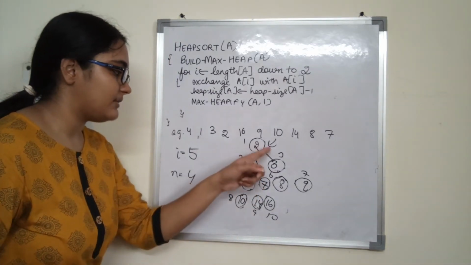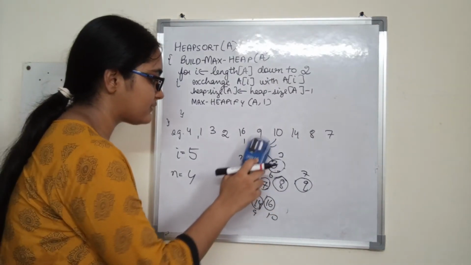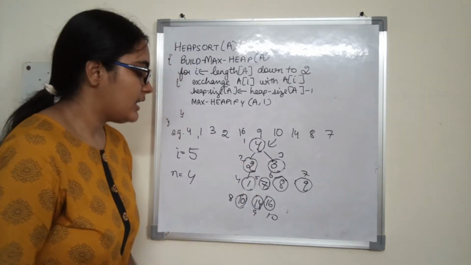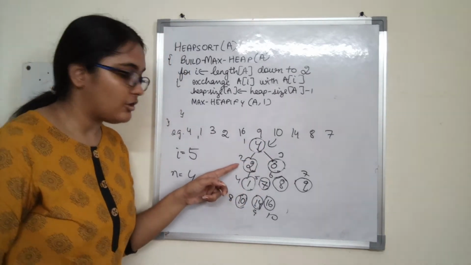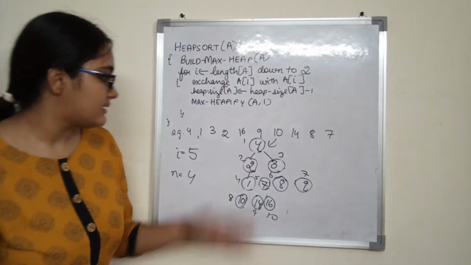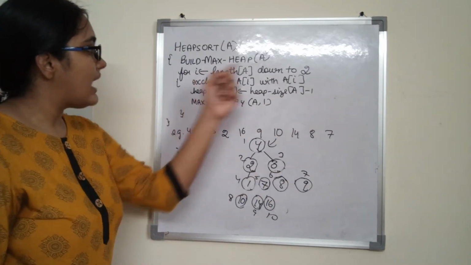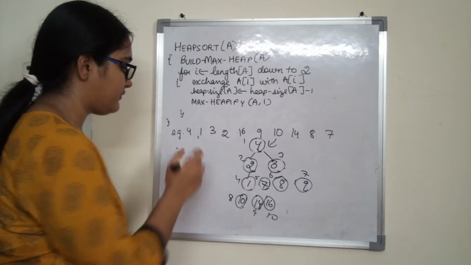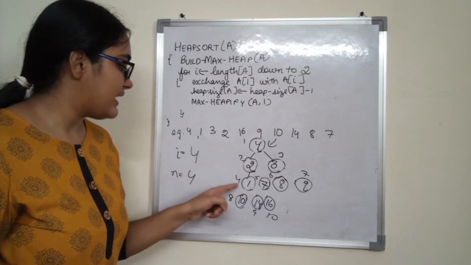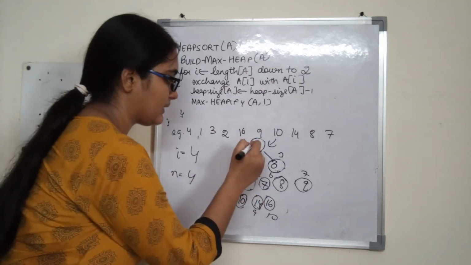Now we call max heapify on A of 1. Out of 2, 4 and 3, which one is the greatest? 4 is the greatest, so 4 and 2 will be exchanged. Now when we call max heapify on this node, out of 2 and 1, 2 is greater, so it remains as it is and it will return. So now again it has converted into the max heap. Now i is again changing to 4. Exchange A of 1 with A of 4. A of 1 is 4 and A of 4 is 1. So exchange 4 with 1.